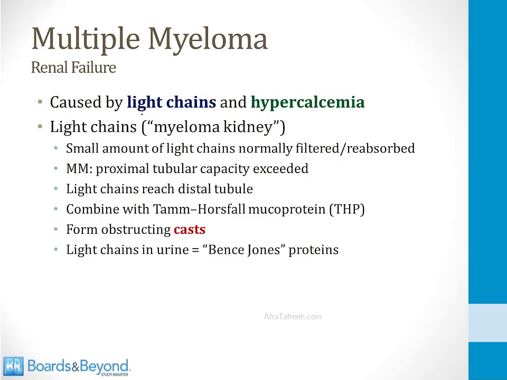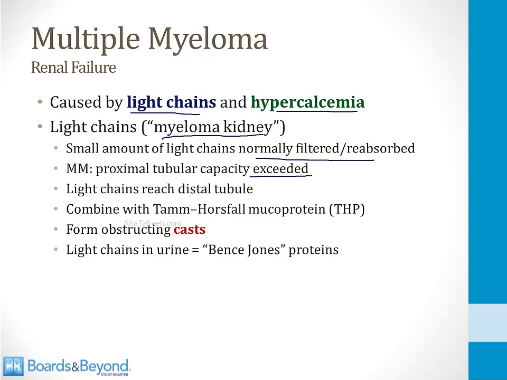Renal failure is another hallmark of multiple myeloma, and it's caused by light chains and hypercalcemia. As I discussed earlier in this module, in many cases of multiple myeloma, excess light chains are produced. When this happens, this can cause a particular form of renal failure called myeloma kidney. The basis of this is the fact that a small amount of light chains are normally filtered and reabsorbed by the proximal tubule.